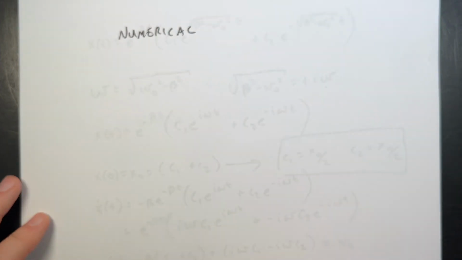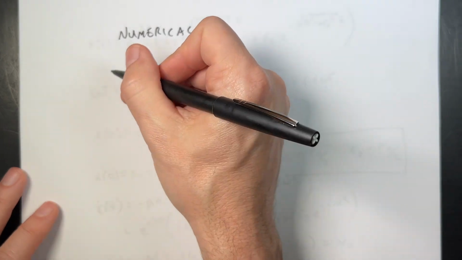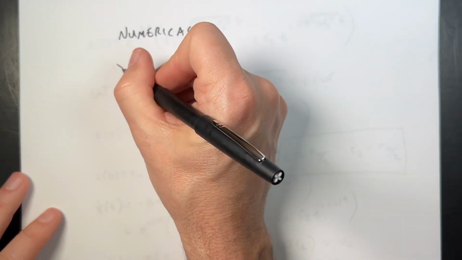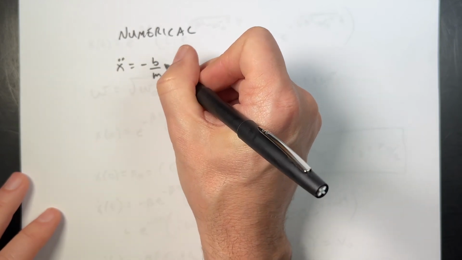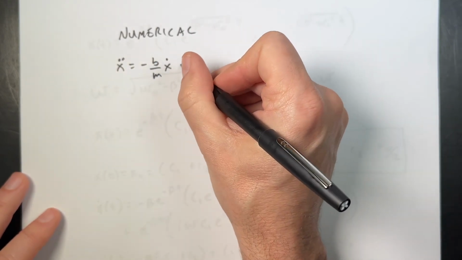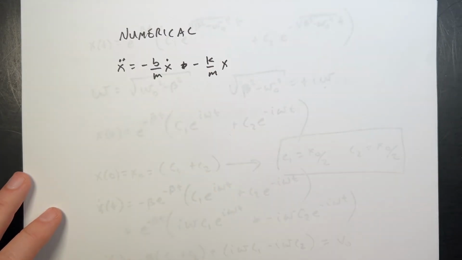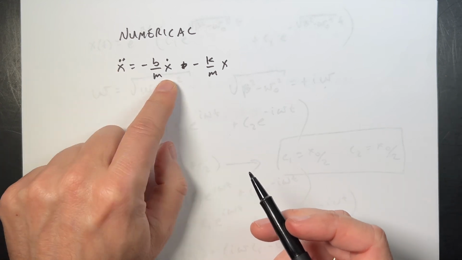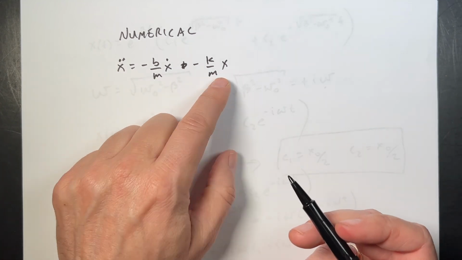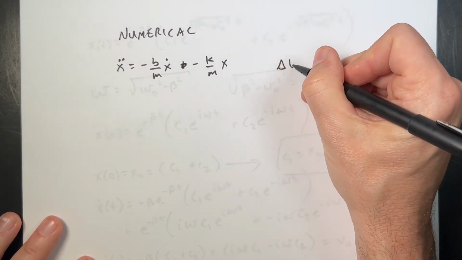And let's go back to the original equation. Okay, so here's what I had: x double dot equals negative b over m x dot minus k over m x. Right? That was ma equals the drag force plus the spring force. Well, let's break this into small time intervals.